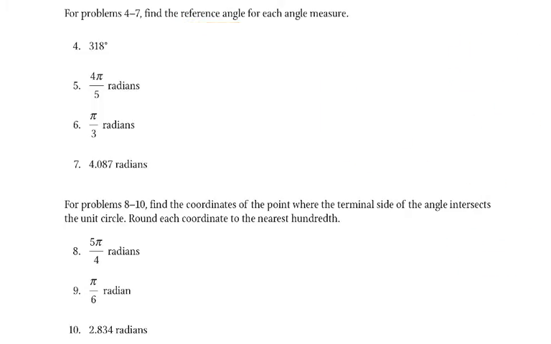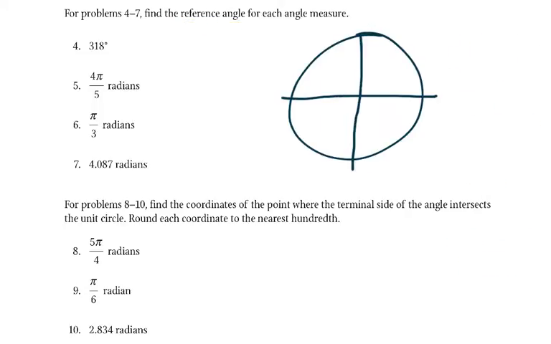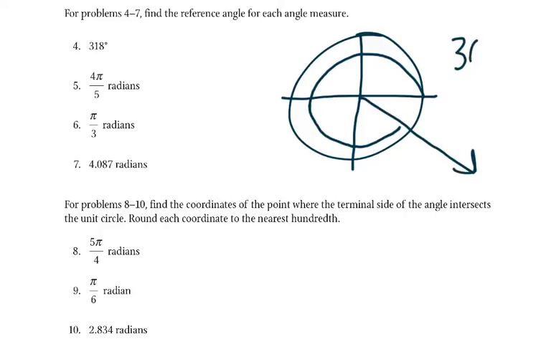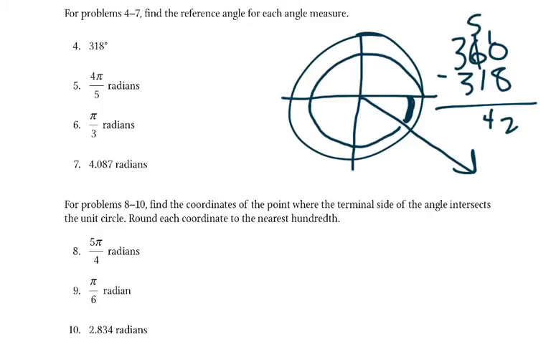So for 318, we'd go around a little more than halfway. So I'd go 360 minus 318. That's probably our easiest way to do it because that's that distance here. So we'd get 42. So 42 degrees would be the reference angle.